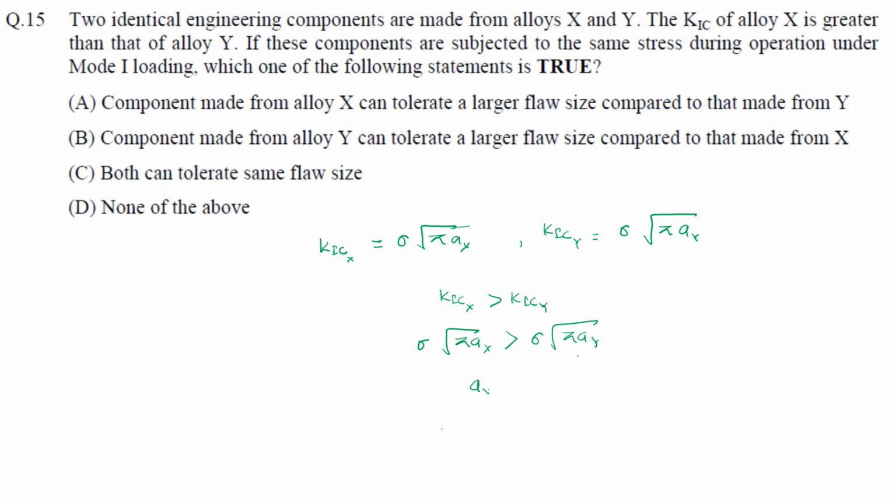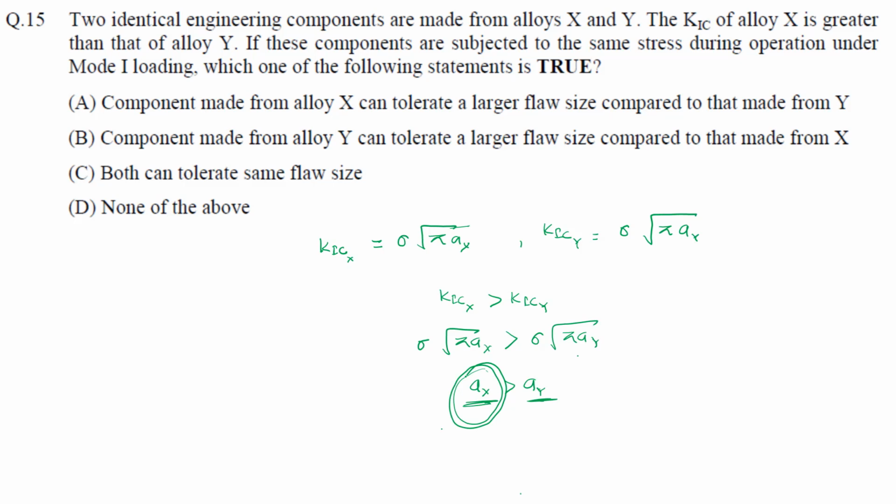It means AX will be greater than AY. That means the crack size in the case of X can be greater than Y. So a component made from alloy X can tolerate a larger flaw size. Yes. So here the larger flaw size can be tolerated.